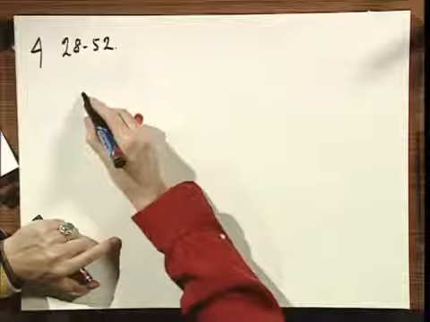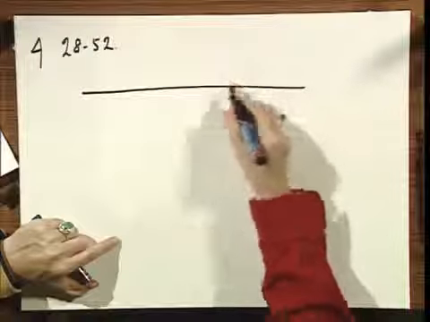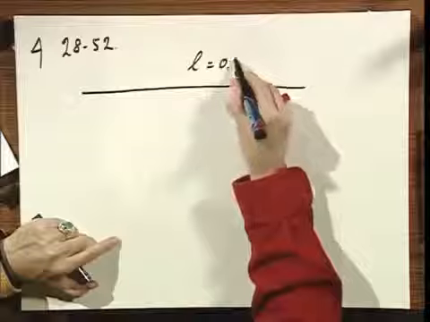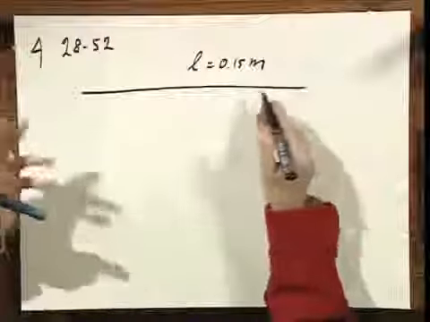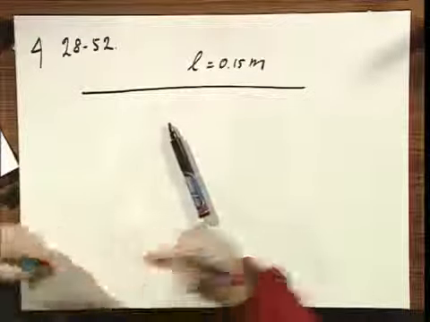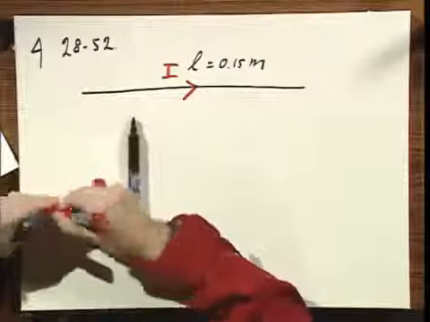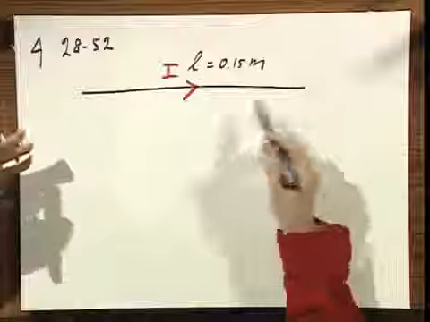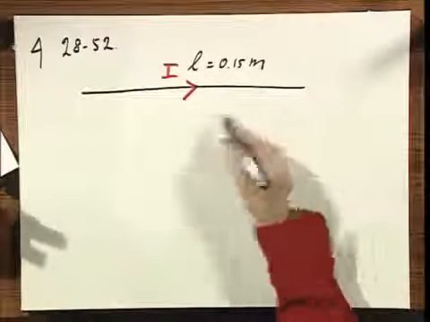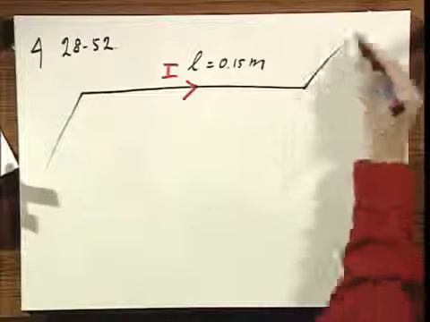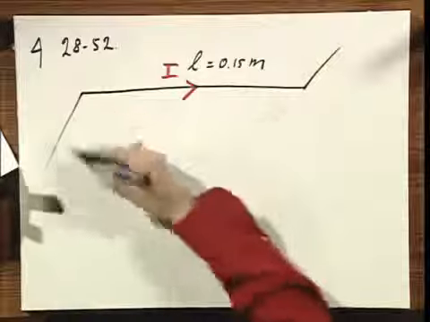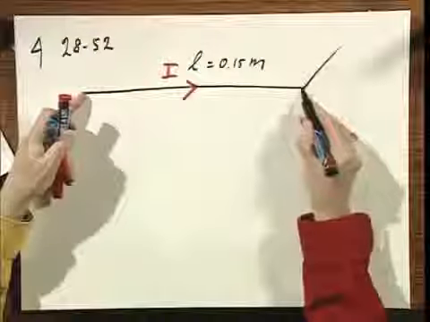I have a wire which has a certain length, L, which is 0.15 meters, and I have a current in that wire. Now that's a little bit funny, because you can't have a current in a wire with a certain length, because then you get pileup of charge. So let's assume that the wire continues here and continues there, but we're only considering this portion.